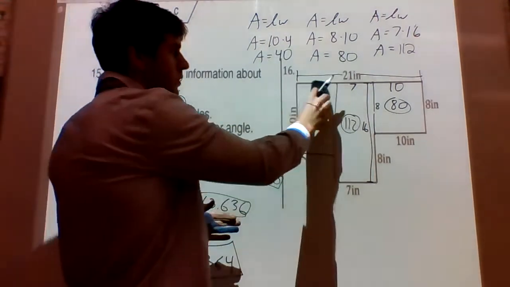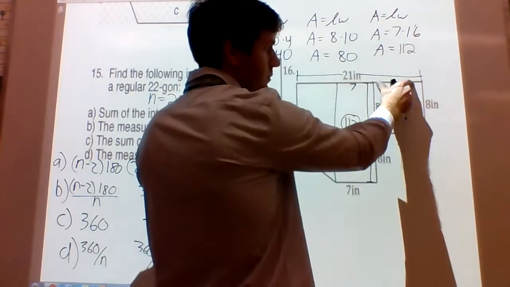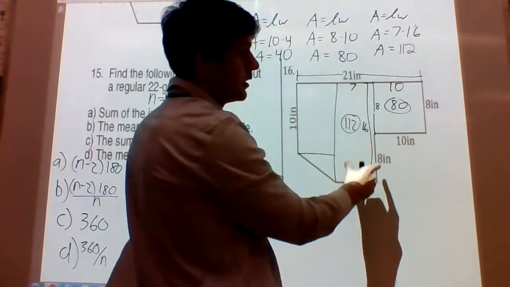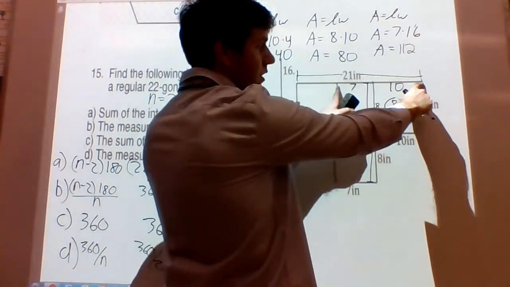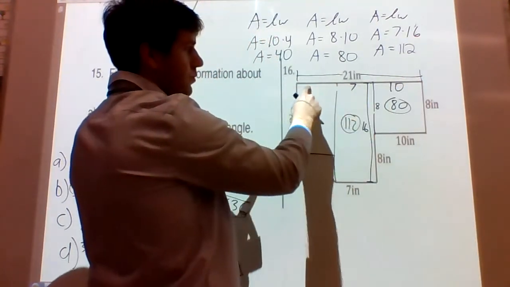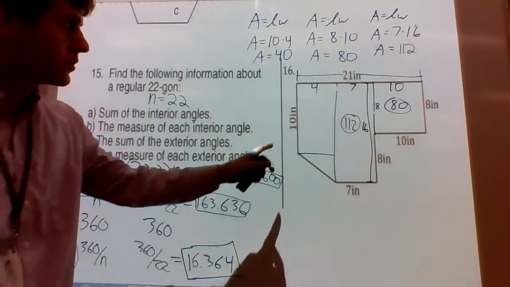So again, this whole thing is 21. We know this piece is 10 because opposite sides of rectangles are the same. We know since this is 7, this piece is 7. Together we have 17. 21 minus 17 is giving us what's left, which has to be 4. So that is 40.